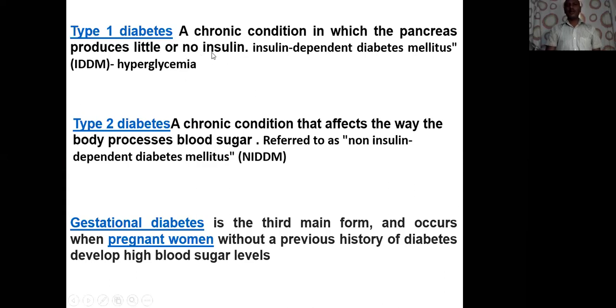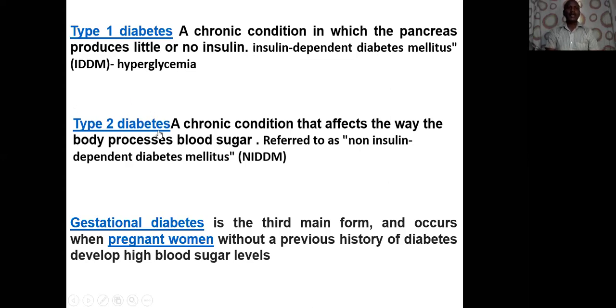Generally, we know that this is because of an autoimmune disease, where the beta cells of the islets of Langerhans, that is the pancreatic cells, are destroyed, and there is no production of insulin here. So this is insulin dependent diabetes mellitus, type 1 diabetes.